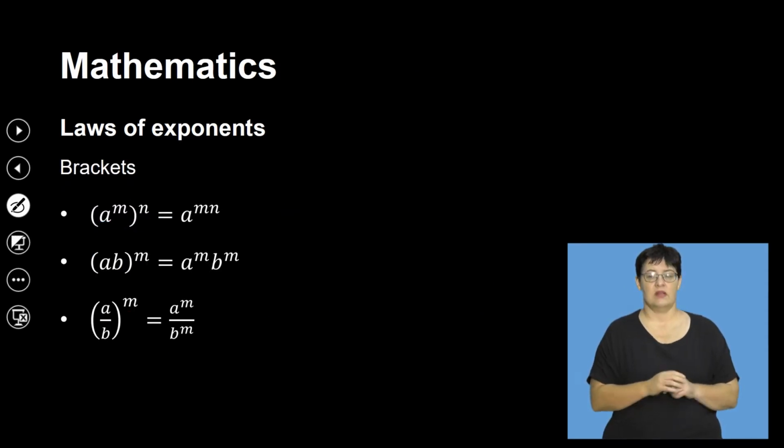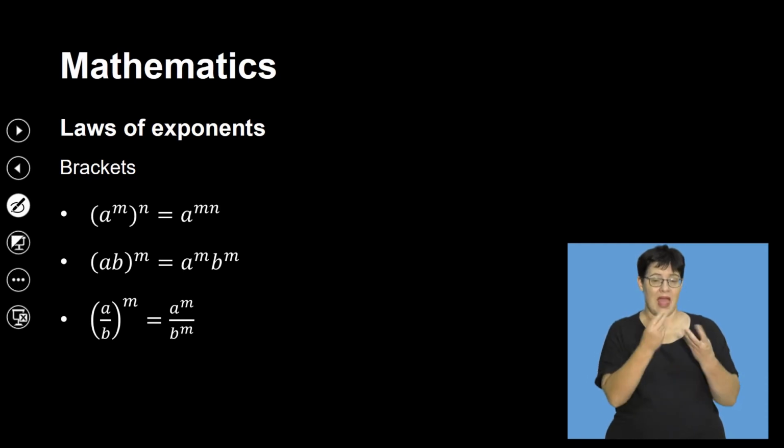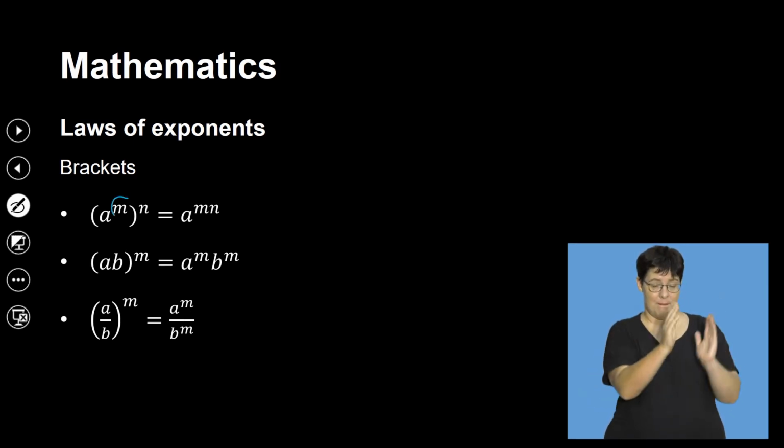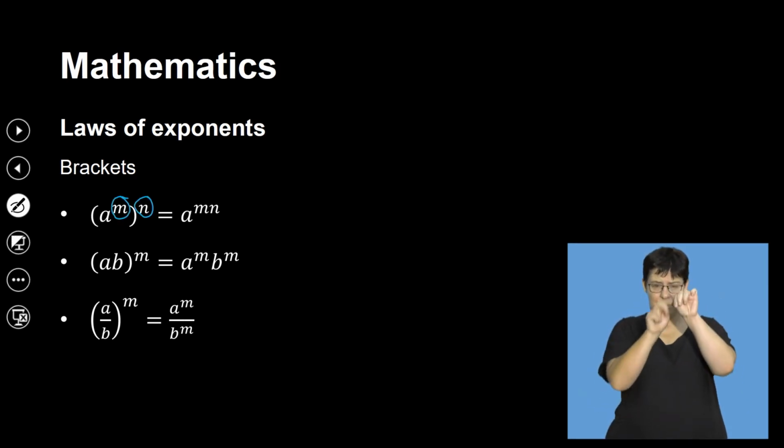Now, we also have the laws of exponents that have to do with brackets, and there's three of them, right? When we raise one exponent to another exponent, so it's like a to the m raised to that n there.